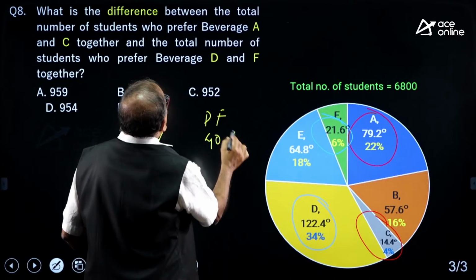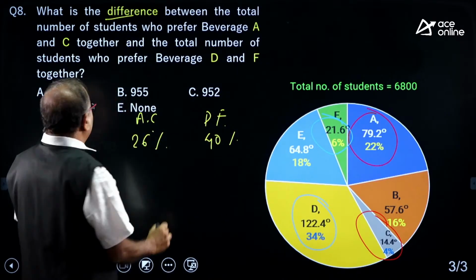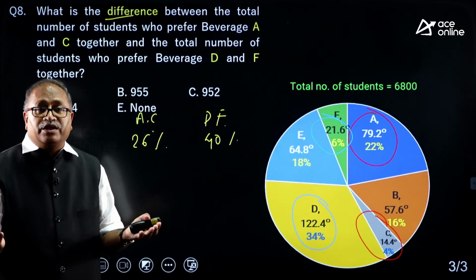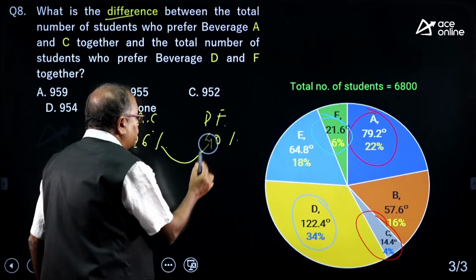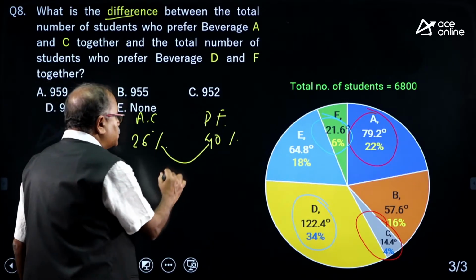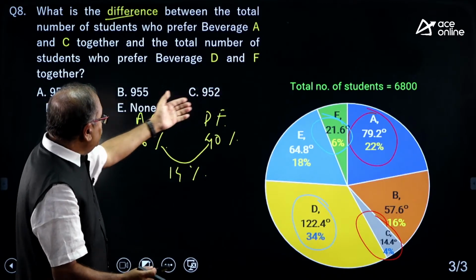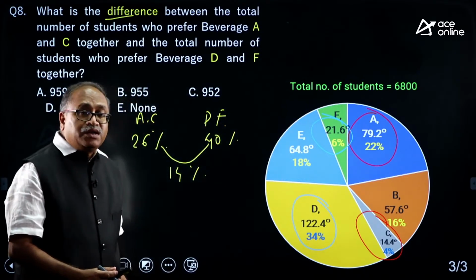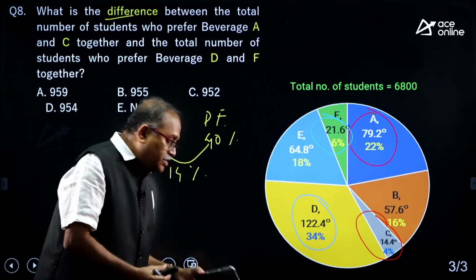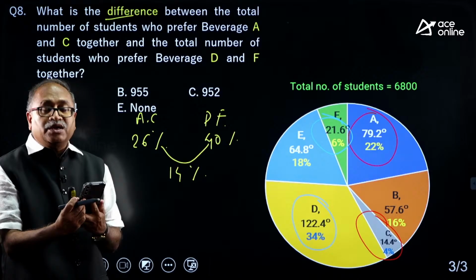You are asking for the difference, and the difference is to be given in terms of number. So, you take the difference of percentage over here, and the difference of percentage is 14%. You need to calculate 14% of how much? 6800. Come on Sweta, can you answer this question my young friend?